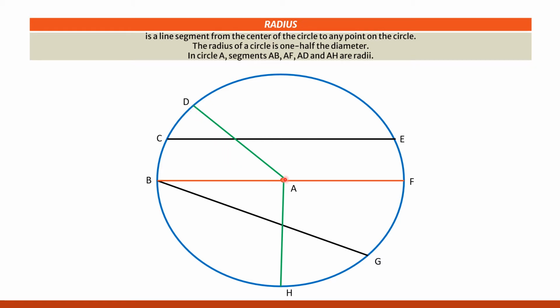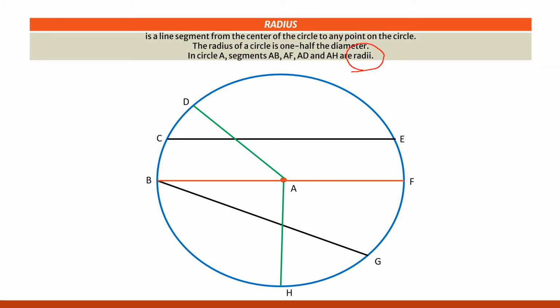Another is from point A papunta sa point B na kung saan ay segment AB. And then next we have from point A papunta sa H, segment AH. And last, from A papunta sa F, segment AF. At dahil siya ay marami, tinawag siyang radii. Kasi ang plural form ng radius ay radii.